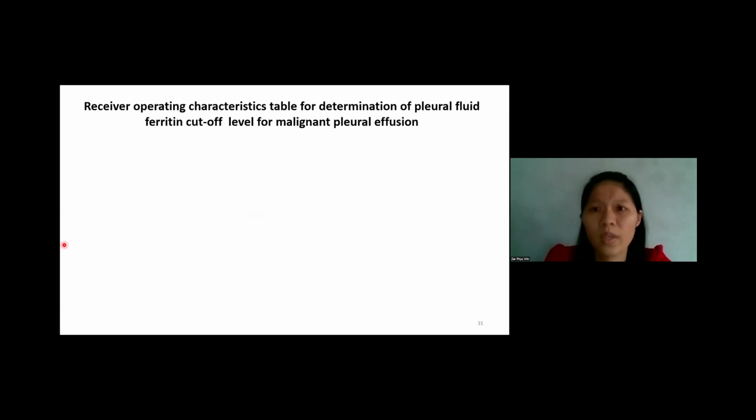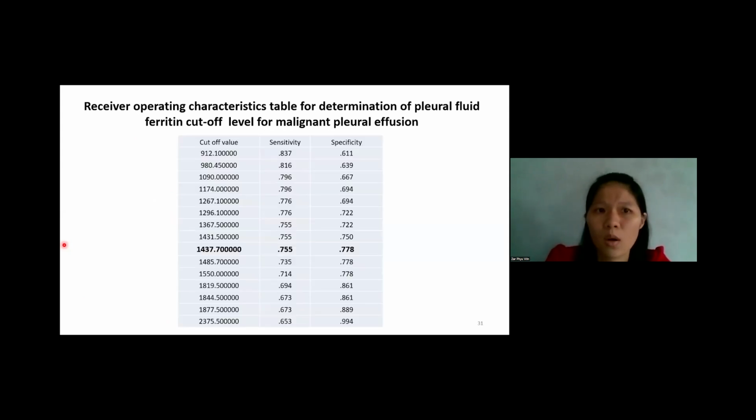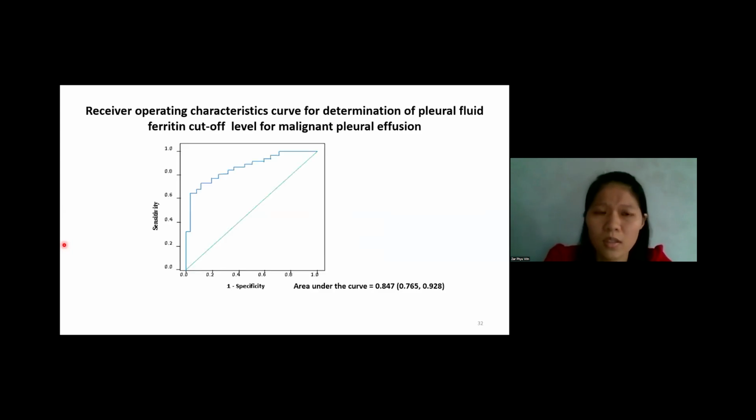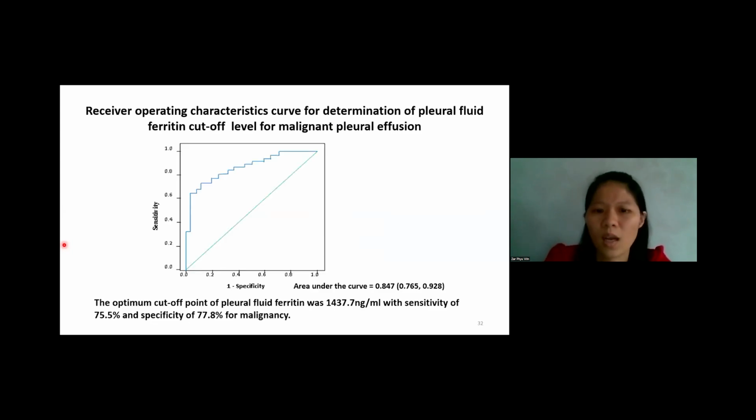And after that, we needed to determine the optimal cutoff value of pleural fluid ferritin for malignancy. So we used the receiver operating characteristic curve, and the result was that the optimal cutoff point was 1,437.7 nanograms per ml. It has a sensitivity of 75.5% and specificity of 77.8% for malignancy.